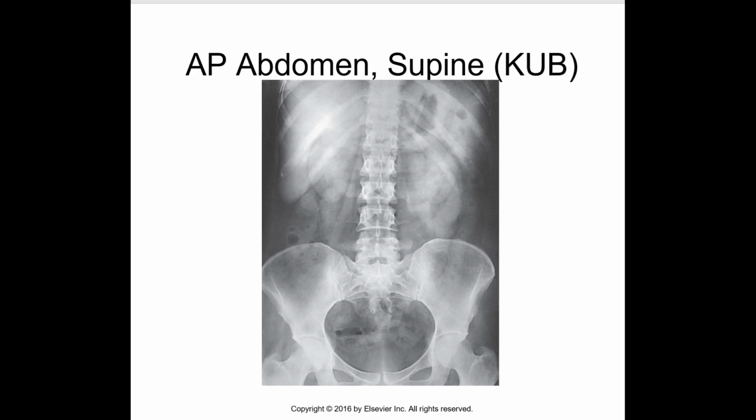And that's what your AP or KUB, AP abdomen supine should look like. Just showing the very bottom of the symphysis pubis here. You see the outline of the kidneys. Your spine is at MSP. You see good contrast between the bones and tissue.